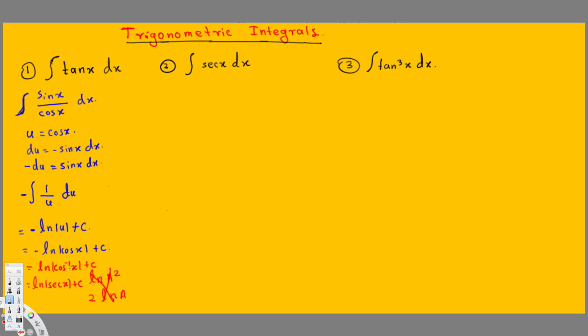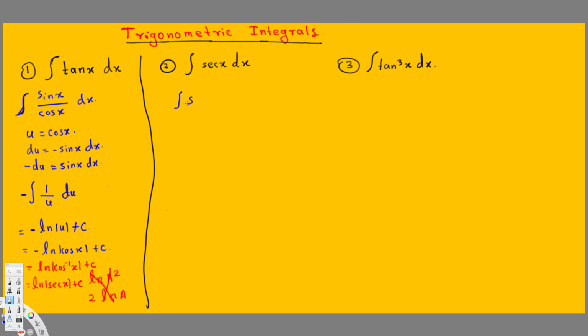And usually we have to memorize these things because we need this most of the time. And let's do the second one. Second one is sec x dx. So in this one, what we do, we just multiply this one by sec x plus tan x, both sides, up and down.